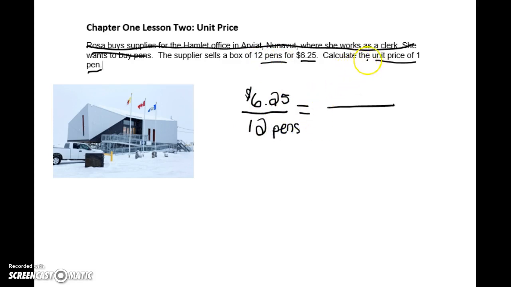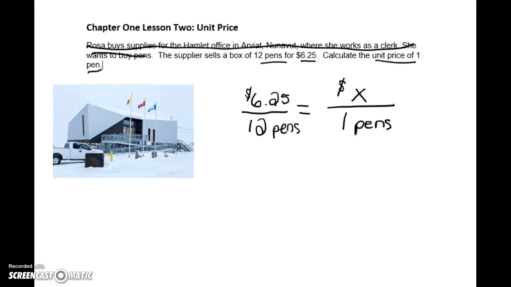Looking at our next statement, it says calculate the unit price of one pen. So here we know we have one pen, but we don't know the cost. Just like always, we want to make sure we line up our units. If pens are on the bottom in your first fraction, pens have to be in the bottom of your second fraction. So we're looking for the cost of one pen, and we can leave that as X. If it makes your brain happy, you can also put a dollar symbol there so you have your units. But essentially, the big end goal here is to solve for X.